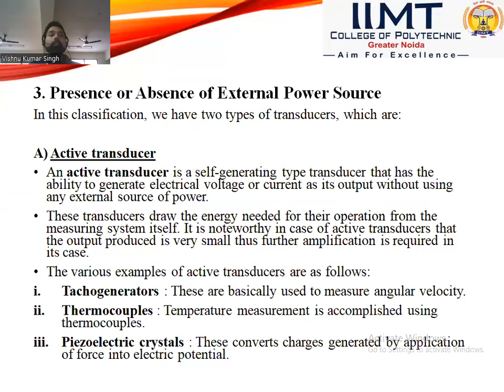It is noteworthy in this case of active transducers that the output produced is very small. Thus, further amplification is required in its case. The various examples of active transducers are as follows. Firstly, tachogenerators. These are basically used to measure angular velocity. Then comes the thermocouples. Temperature measurement is accomplished using thermocouples. Then piezoelectric crystals. These convert charges generated by application of force into electric potential.